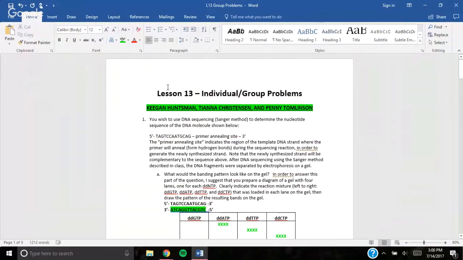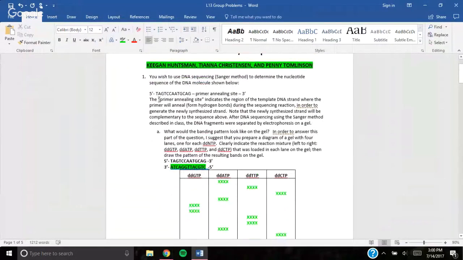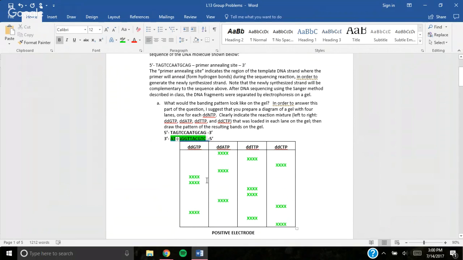Okay, so yeah, this is the lesson 13 problems. This one says you wish to use the DNA sequencing Sanger method to determine a nucleotide sequence. It gives you a sequence, so I copied that sequence down here, made a complementary strand below it, and then used that strand to make my gel. So you basically just go in order.